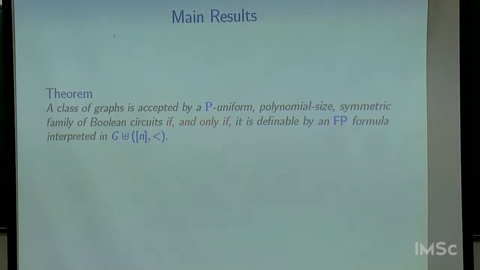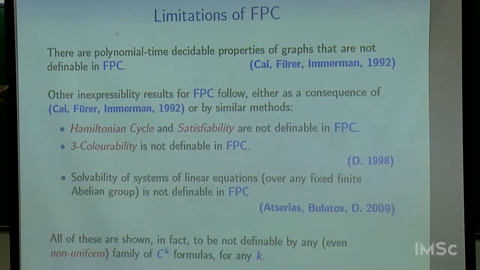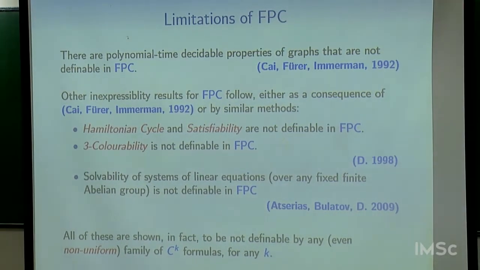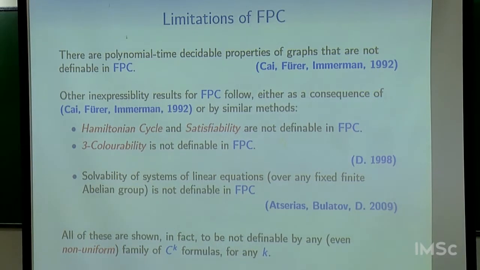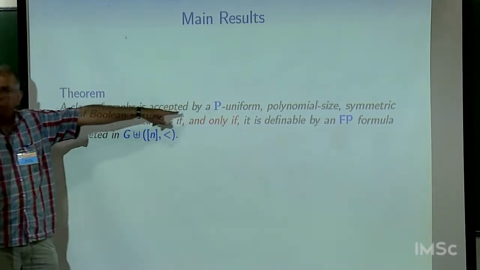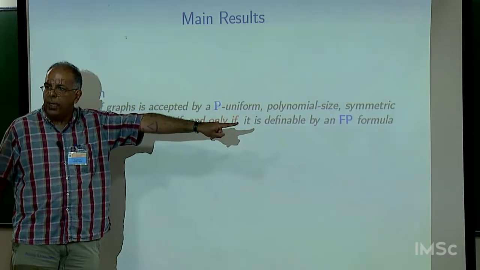I'm half an hour into the talk, and that was sort of the background. The main results that we prove are, in some sense, I gave you the translation from formulas to circuits, which is easy. Our main results are going the other way. We translate circuits into formulas. If you just restrict yourself to Boolean circuits, no threshold gates, we show that any polynomial-sized uniform family of circuits can be expressed by a fixed point formula.